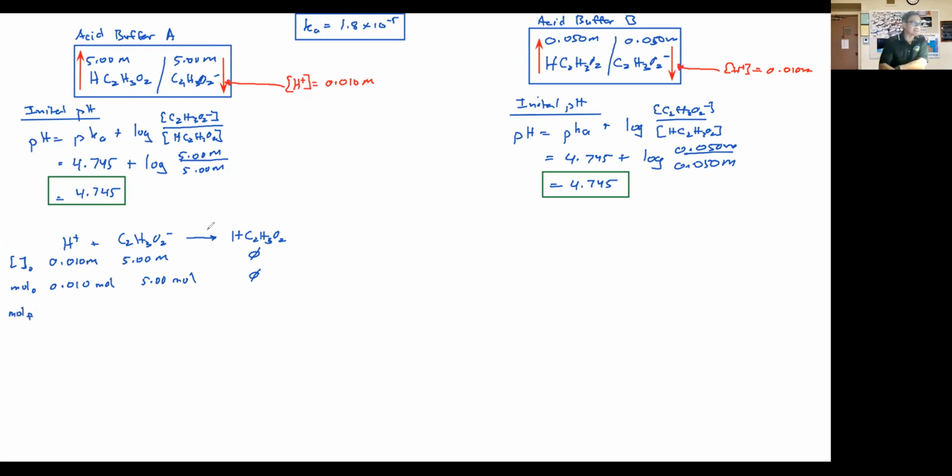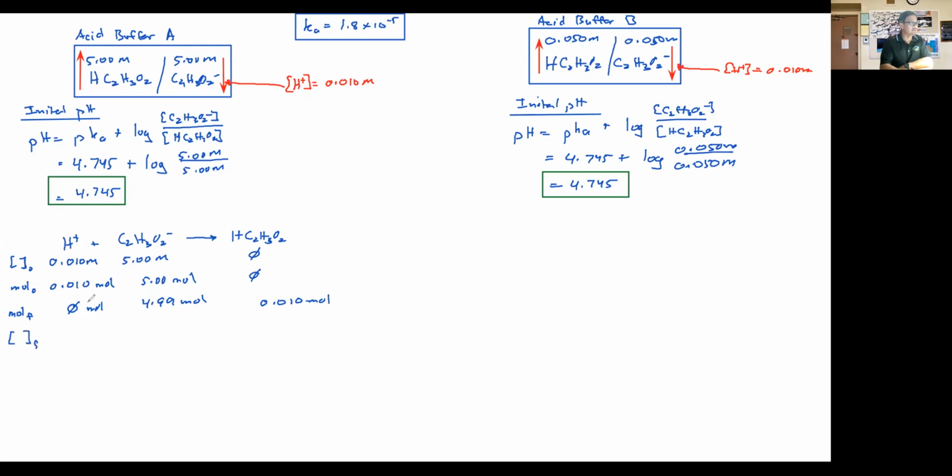Now once the reaction runs, remember, we're adding this acid. The limiting reagent should always be the amount of acid that's added in, so that would run out first. So we end up with 0 moles of hydrogen at the end. We'll end up with 0.010 moles of the acetic acid, and if we do the math, 4.99 moles of the acetate left over.